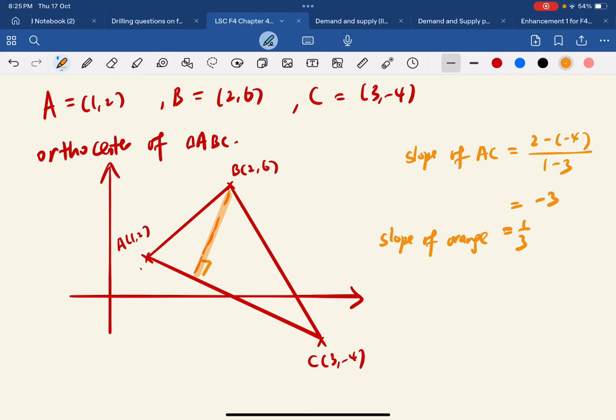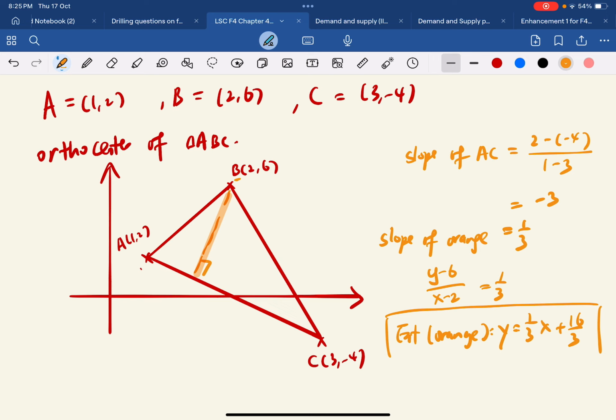Now we have the slope, and we know the orange line passes through point B, so we can use point-slope form, which gives the equation of the orange line as y equals 1 over 3 x plus 16 over 3. Now repeat the process to find one more height. Let's say I want to find a height from C to AB. And actually, this point is the orthocenter.